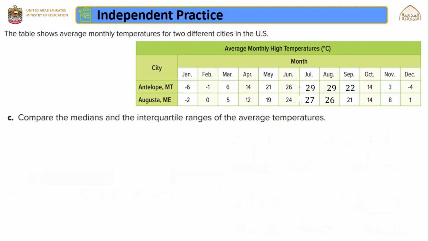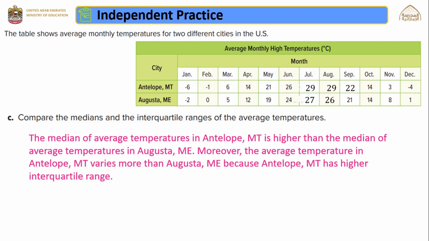C. Compare the medians and the interquartile range for the average temperatures. The median of average temperatures in Antelope, Montana is higher than the median of average temperatures in Augusta, Maine. Moreover, the average temperature in Antelope, Montana varies more than Augusta, Maine because Antelope, Montana has a higher interquartile range.